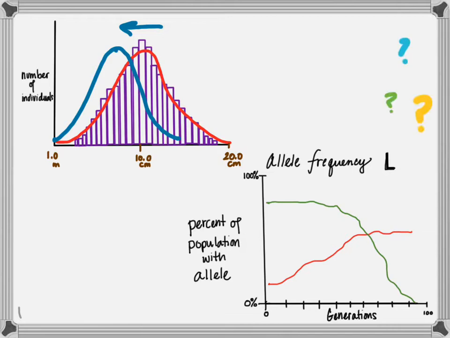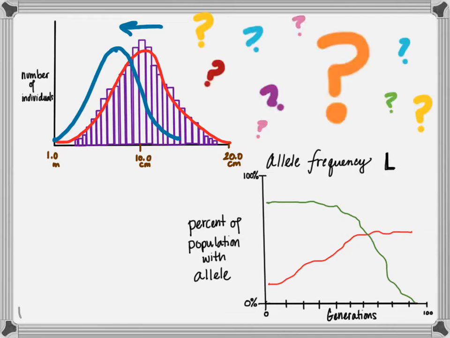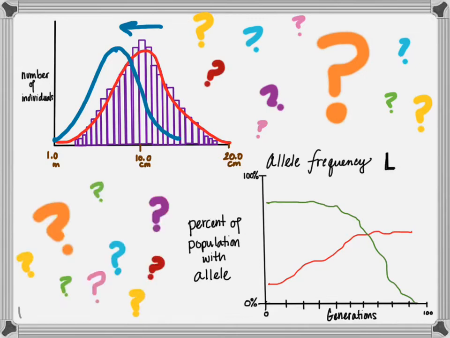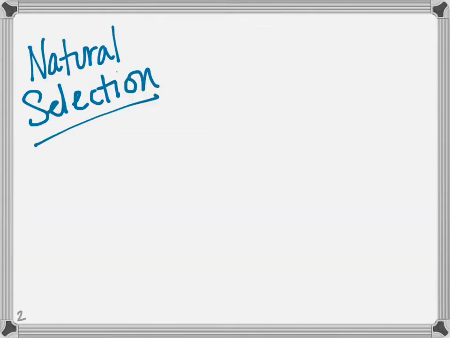But what causes a species to evolve? How does that happen? Does it always happen the same way for the same reasons? Does it always cause the emergence of a new species? Those are good questions. I'm glad you asked. Let's start with natural selection.